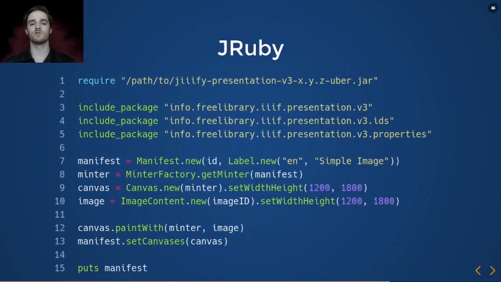The easiest way to use Jiiify presentation in a language other than Java is to install the so-called uberjar, which contains all of the library's third-party dependencies in one package and enables you to include the library in your project in one line. From there, you can include all the packages which contain the classes that you'd like to use, like manifest, canvas, and image content. And then just like the Java examples, instantiate those classes, compose your manifest or collection, and do further processing as you see fit. And in this example, we're simply outputting the serialized JSON-LD to the console with puts.